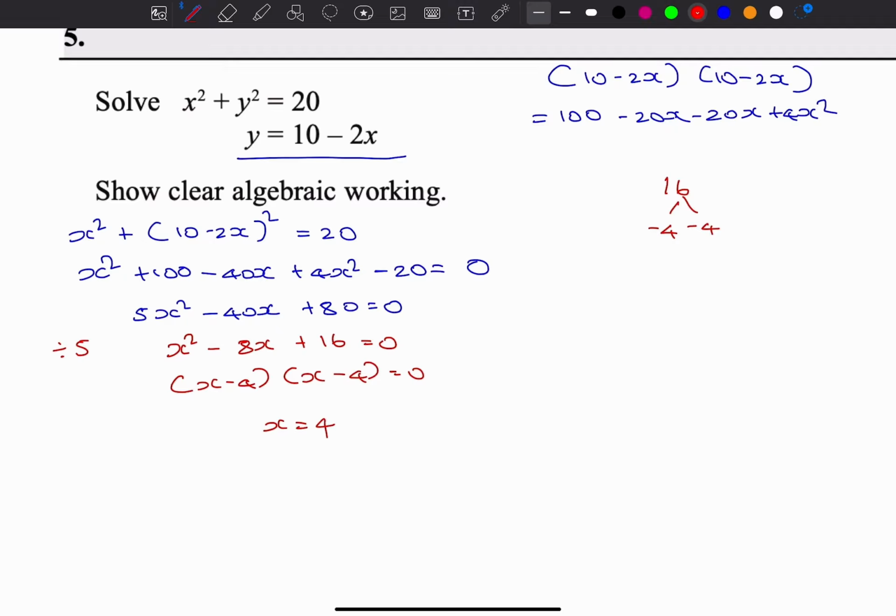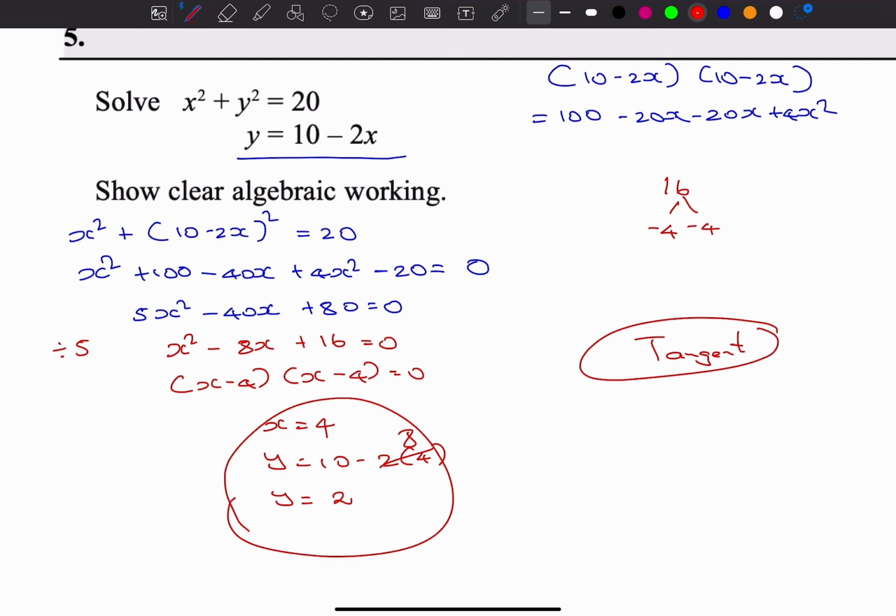Then substitute in the other one, y equals 10 minus 2 bracket 4. That's 8. y is 2. So it's just that. If they said this question in a different format, this is what they call a tangent. This solution is a tangent because it has only one set of solutions. It wasn't like the previous questions, which had two sets of solutions. This one has one set, which is what we call a tangent.